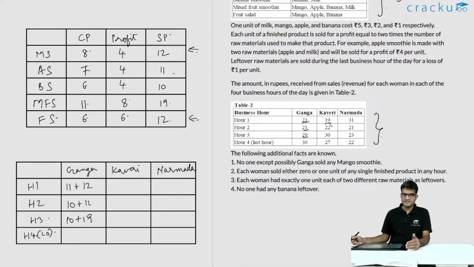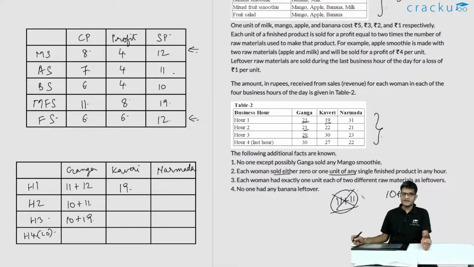19 can be expressed as a sum of one or more of these numbers in only one way, and that is as 19 alone. 22 can be expressed as either 11 plus 11 or as 10 plus 12. But 11 plus 11 would imply that Kaveri sold 2 apple smoothies in 1 hour. That is not possible, because one of the conditions is that each woman sold either 0 or 1 unit of a single finished product in an hour. Kaveri cannot sell 2 units of the same finished product. So this is not possible.